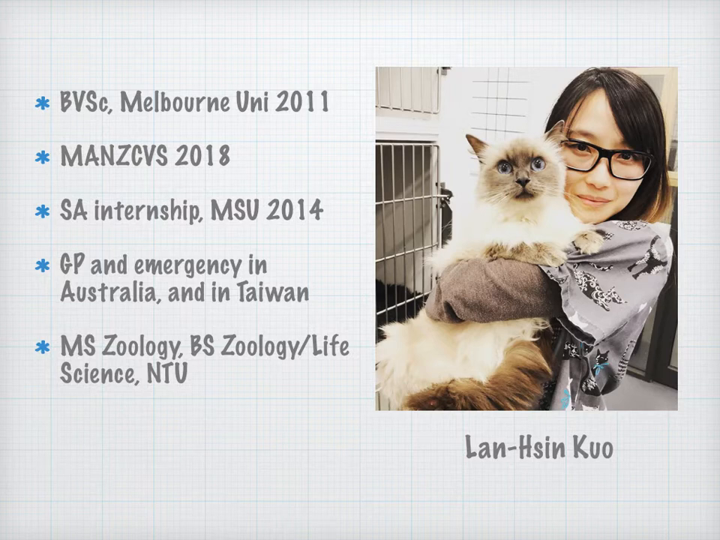Just briefly about myself. I graduated from the University of Melbourne in 2011, worked in general practice for a couple years in Australia before I started a small animal rotating internship at Mississippi State University in the US. After completion of the internship, I returned to my hometown in Taiwan and helped start a small animal practice. I came back to Melbourne last year and started working in an emergency hospital. I then obtained my membership in feline medicine in July this year.